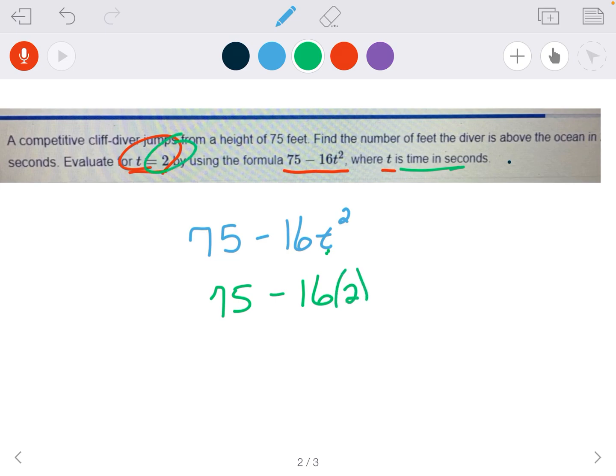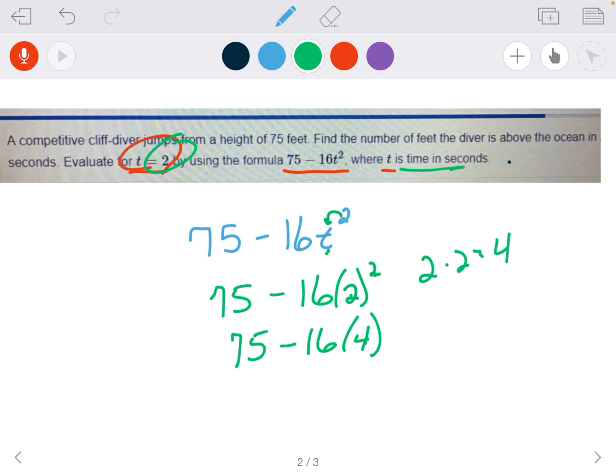So I'm going to put parenthesis times 2 and my square, because remember, the square only goes with the letter t. Working the order of operations, I have 75 minus 16. 2 squared means 2 times 2, which is 4. So I've got 16 times 4.